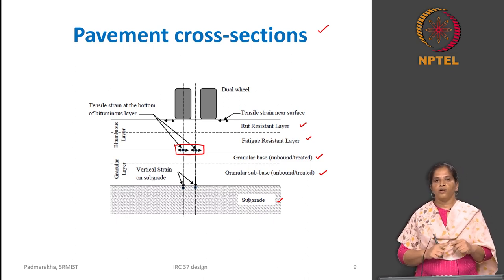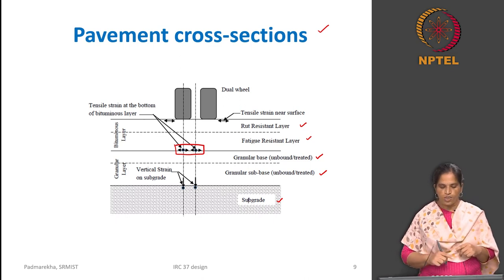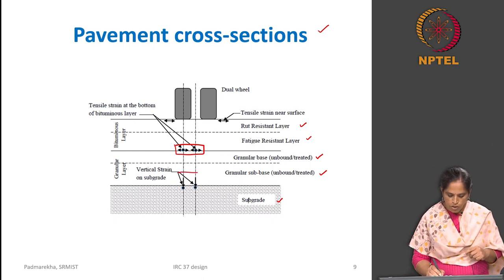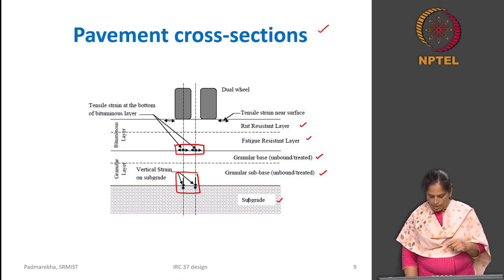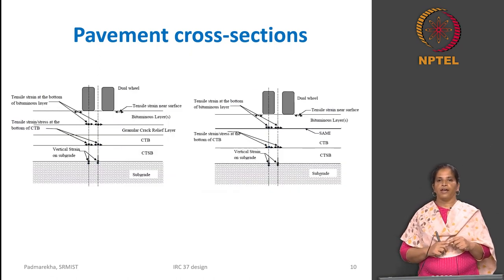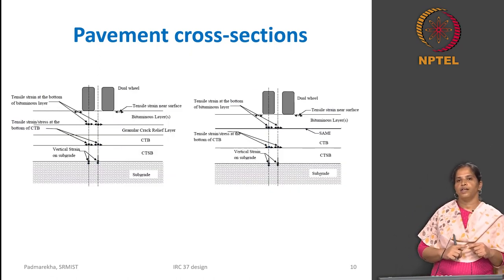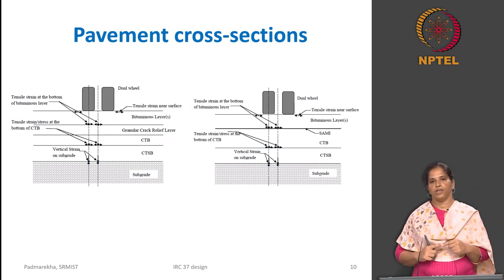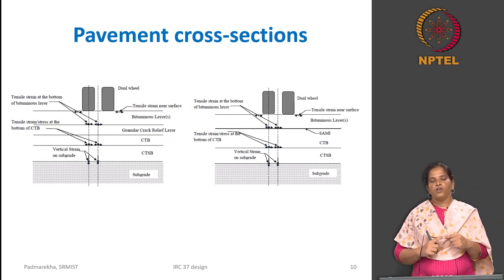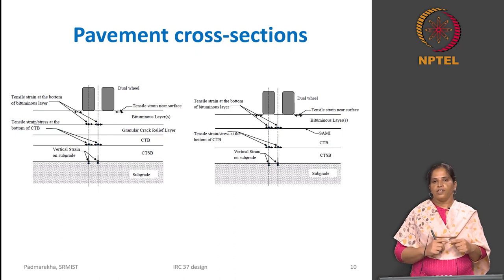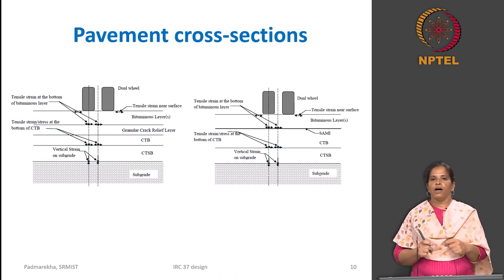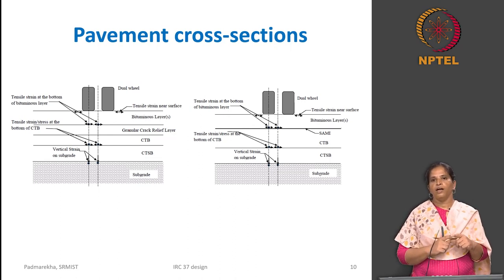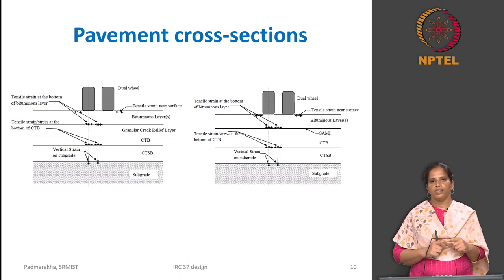In addition to, we also need to check for rutting of the subgrade layer, and that is induced due to vertical strain at the top of the subgrade layer. The second combination recommended by IRC is the use of cement treated base course and cement treated subbase course. We go for a cement treated base course if the stress in the bituminous layer is excessive or if the granular base course thickness is too high to provide. In such a case, we go for a cement treated base.